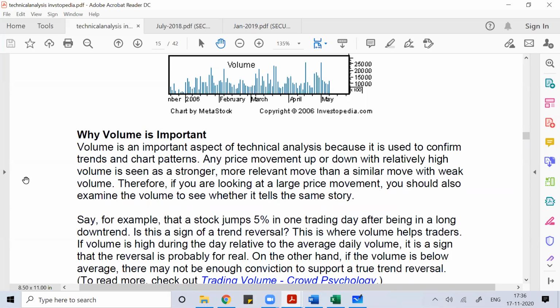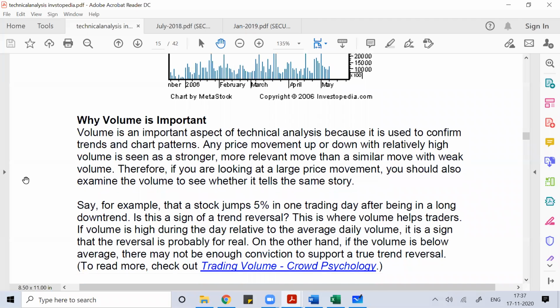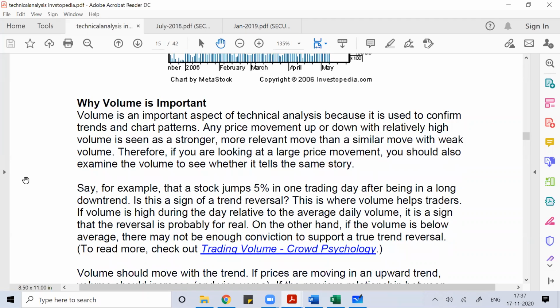Therefore, if you're looking at a larger price movement, we should also examine the volume of trading to see whether it tells the same story or not. Say, for example, the stock goes up by 5% in one trading day after being in a downtrend. Is this a sign of trend reversal? This is where the volume matters. If the volume is high during that day relative to the daily volume, then it is a sign of reversal, and it is possibly for real. On the other hand, if the volume is below average, then there may not be enough conviction to support that this is a true trend reversal.